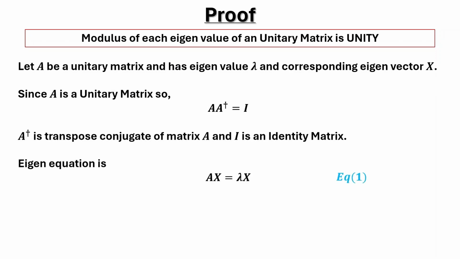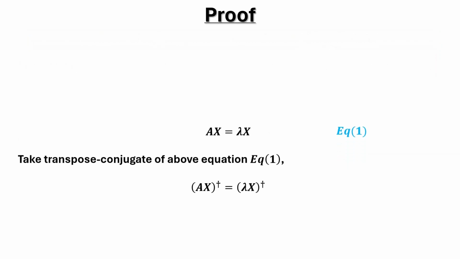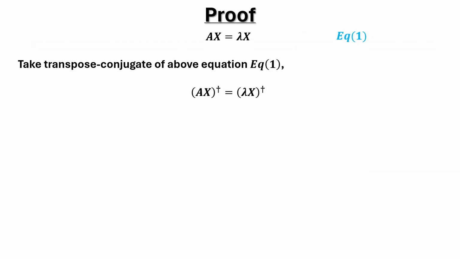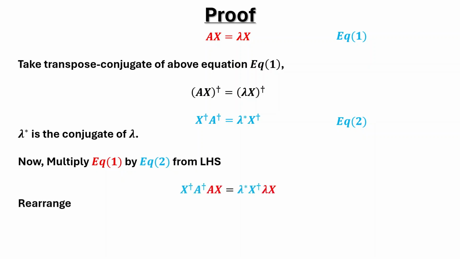The eigenequation is Ax equals lambda x, as given in equation 1. Take the transpose conjugate of the above equation. We have equation 2. Lambda asterisk is the conjugate of lambda. Now multiply equation 1 by equation 2 from the left hand side. Rearrange. We have equation 3.